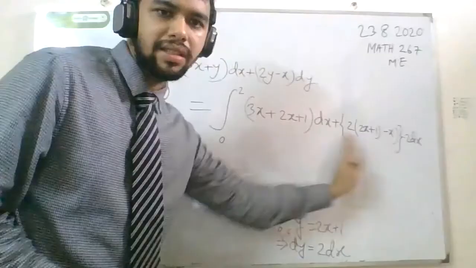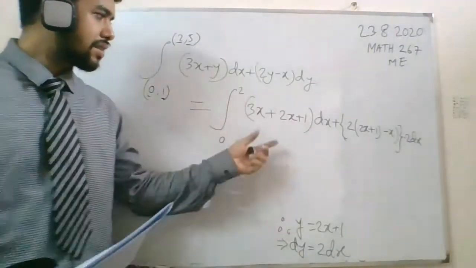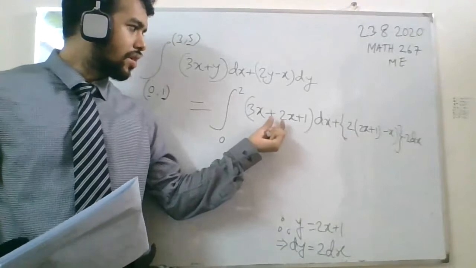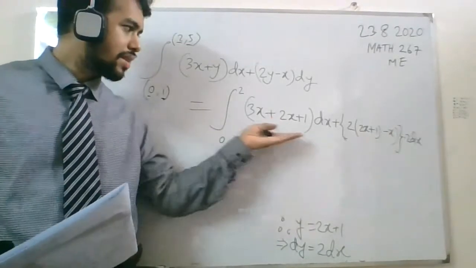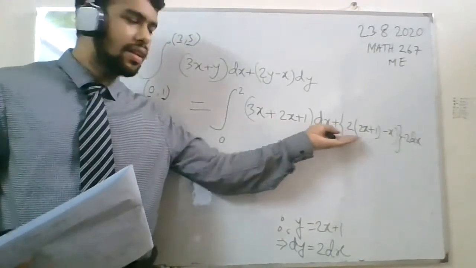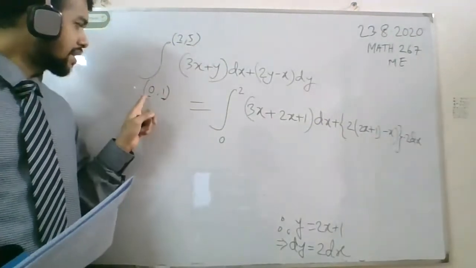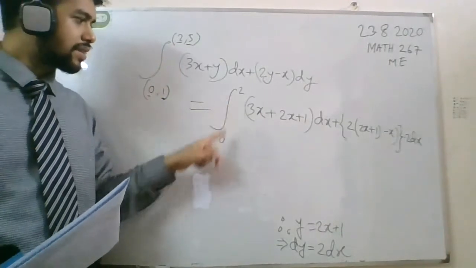ঠিক আছে? mdx plus ndy, স্যার লিমিটটা কিভাবে চেঞ্জ হলো? জাস্ট অনলি লিমিট চেঞ্জ হচ্ছে। You have to replace those y by 2x plus 1 and also 2dx. So all of them are x. Okay, so just convert it into x. That's why you have to take the limit of x. Okay, x এর limit কি ছিল? 0 to 2. So that's why you have to take 0 to 2.